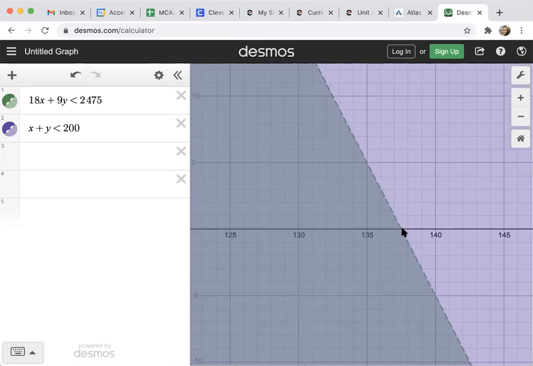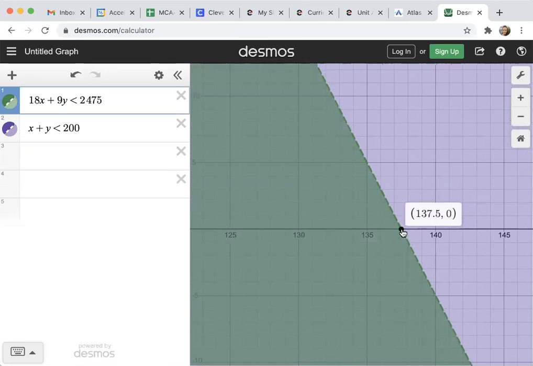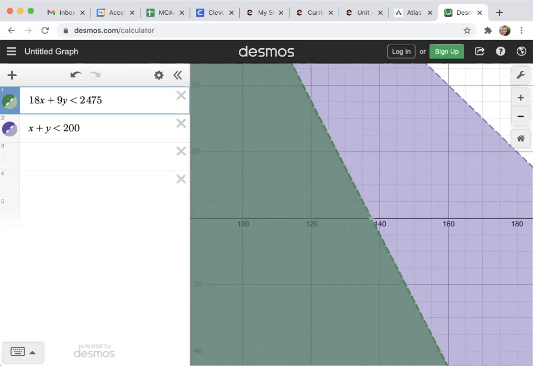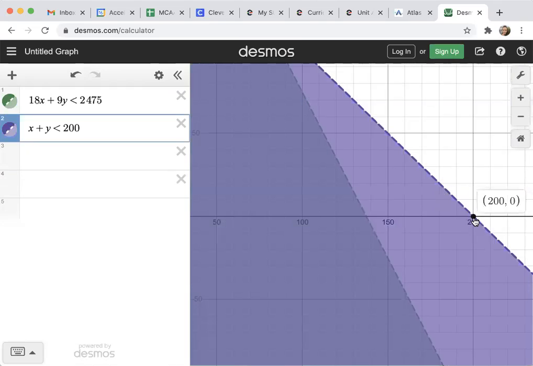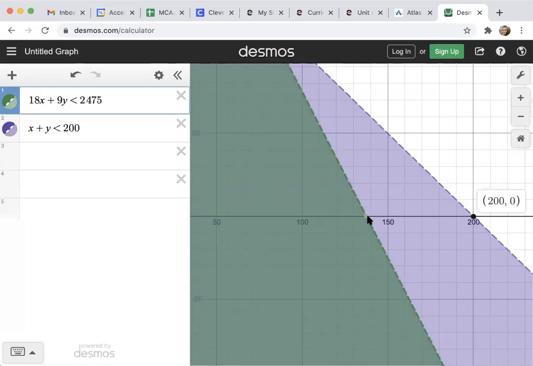And it looks like it's still at 137. Oh, it could be 200 then. If we're dealing with only adults, then 200. If we're dealing with, I think it's still at 137. What do you think?